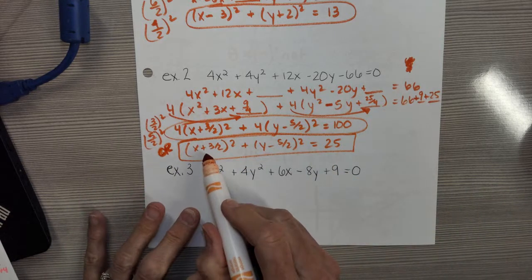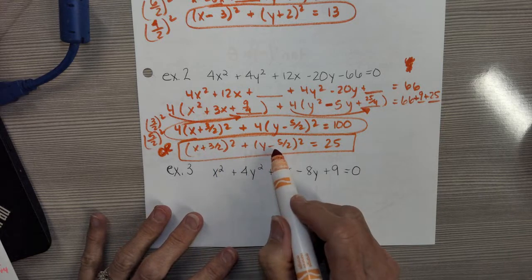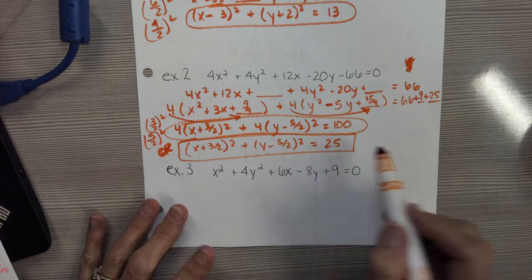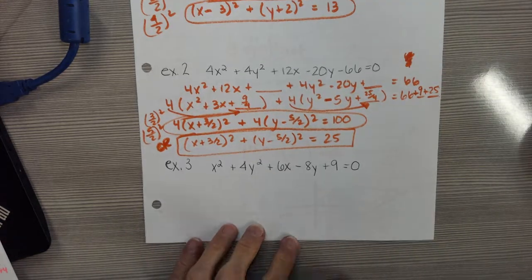Alright, again, what we have is a circle. Center is -3/2 and positive 5/2. Radius is 5. So hopefully you remember that from geometry days.